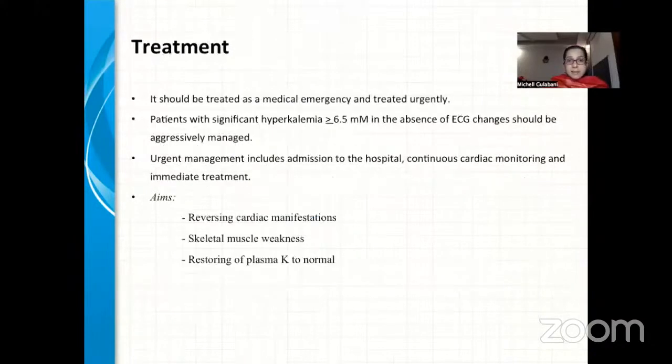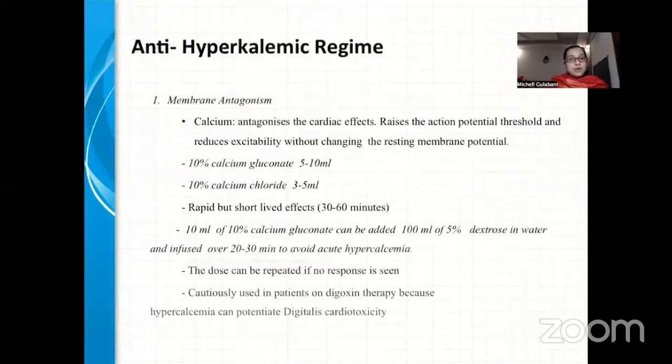Treatment should be regarded as a medical emergency and it should be treated urgently. Patients with significant hyperkalemia of more than 6.5 millimole in the absence of ECG changes should be aggressively managed. The aim is to reverse the cardiac manifestations, improve the skeletal muscle weakness, and restore the potassium back to normal. So for that, you have various agents.